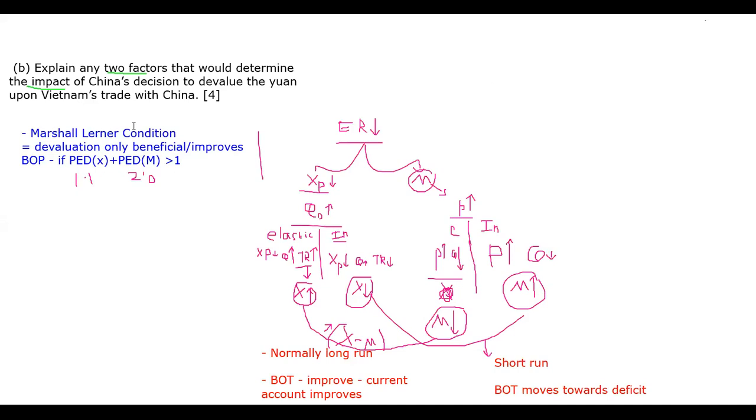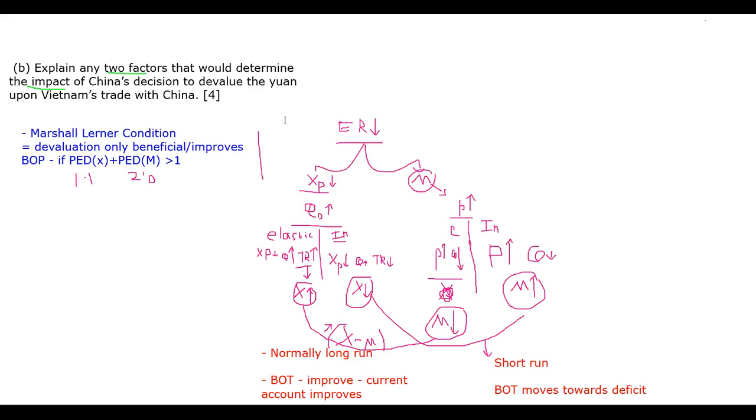That's the Marshall-Lerner condition, that devaluation is only beneficial if the PED of exports and PED of imports, if you add them, is greater than 1. That means exports and imports are relatively more towards the elastic side of things. So that would be your first factor, and you had just a brief line to explain this, right? It also makes a diagram.